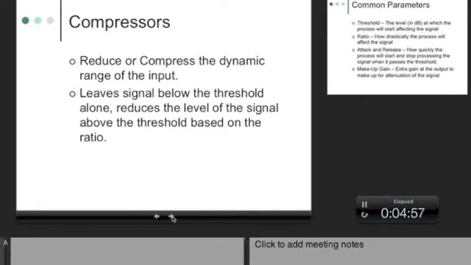Okay, compressors reduce or compress the dynamic range of the input and leave the signal below the threshold alone. There's a threshold at which it starts operating. So if it gets louder than the threshold, it starts operating, and when it starts operating, it slows down how loud the signal gets above the threshold. You can set at what point you want it to start limiting the dynamics. So if you set the threshold really high and the signal never gets louder than that, it's not going to even operate on the signal. If you set it lower, then it's going to start operating on the signal.